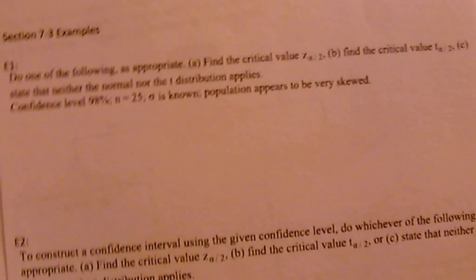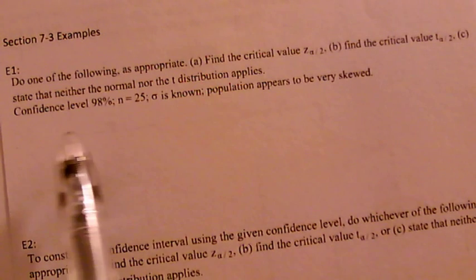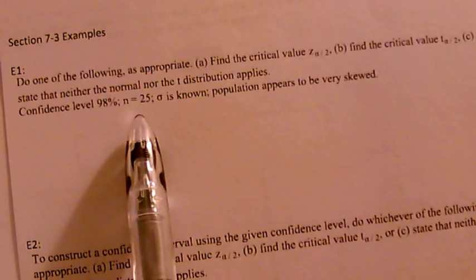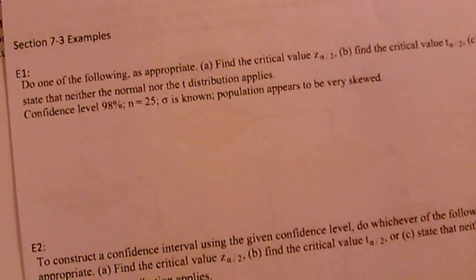So let's start with this one. You're going to do one of the following as appropriate. Find the critical value z of alpha over 2, or the critical value t of alpha over 2, or state that neither the normal nor the t-distribution applies. In this case here, you have a confidence level of 98%. Your sample size, n, is 25. Sigma is known. The population appears to be very skewed.